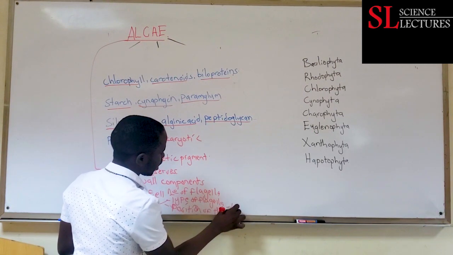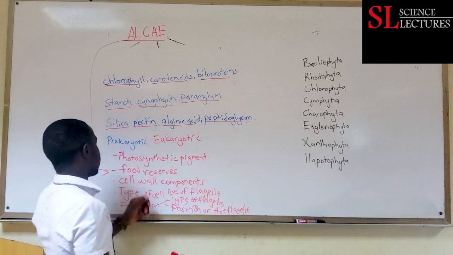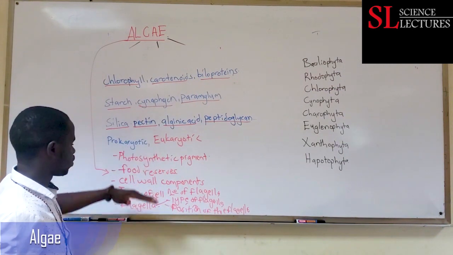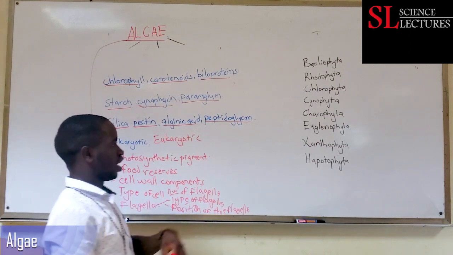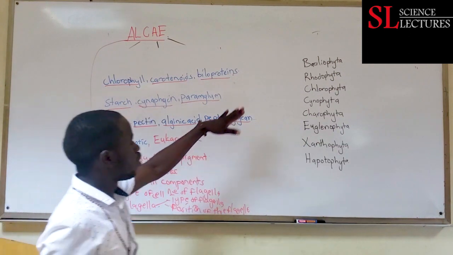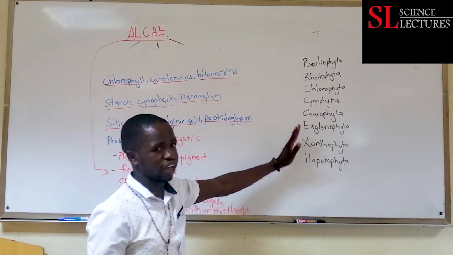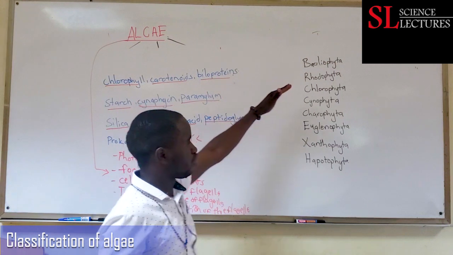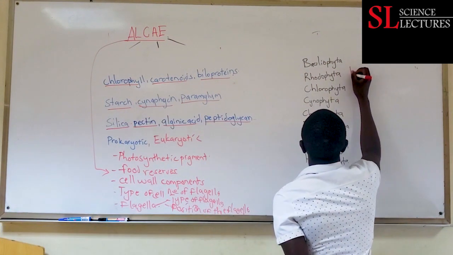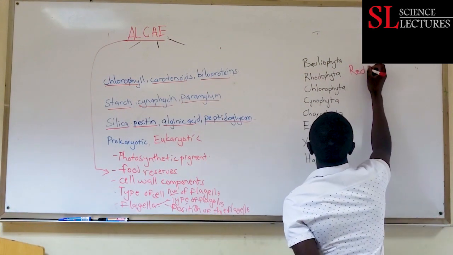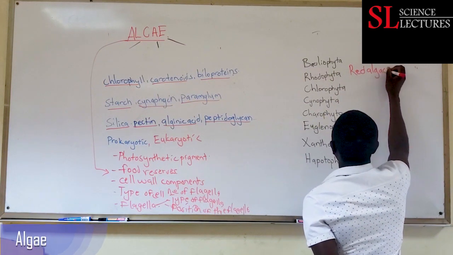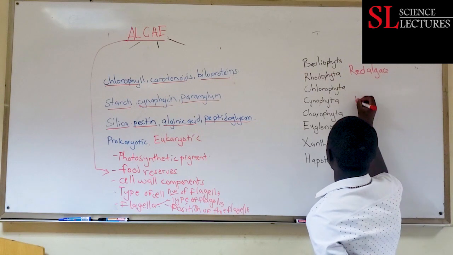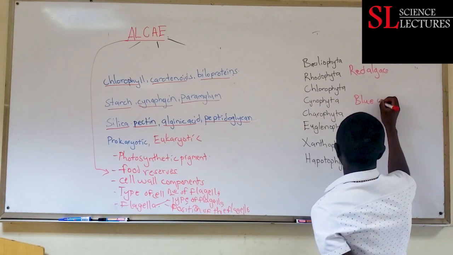So these are the criteria used to classify algae: the photosynthetic pigment, the food reserves, the cell wall components, the type of cell, and the flagella. So from this above, we can deduce some classes of phylum algae. Number 1 is Bacillariophyta. Number 2 is Rhodophyta. This Rhodophyta is what they call red algae. Chlorophyta. Then Cyanophyta is what they call blue-green algae.